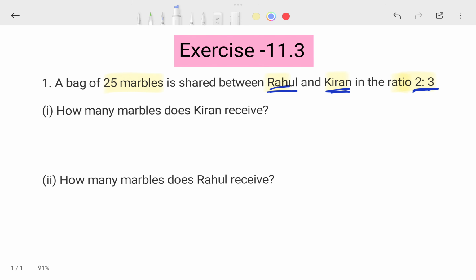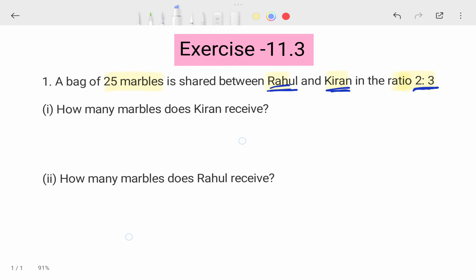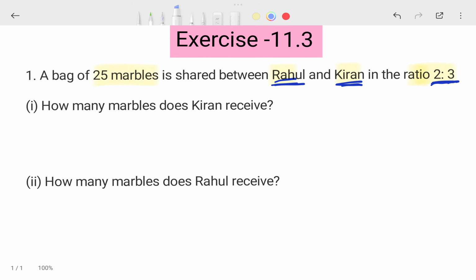The question asks, how many marbles does Kiran receive? So he is asking how many marbles Kiran will have. We don't know the particular number. We only know that Rahul has 2 parts in the ratio and Kiran has 3, but how many marbles they have, we don't know. So how can we find it?